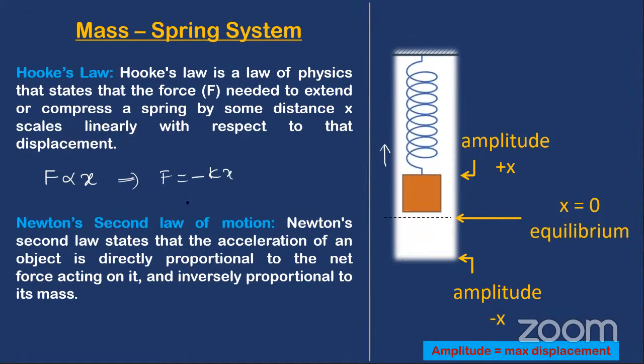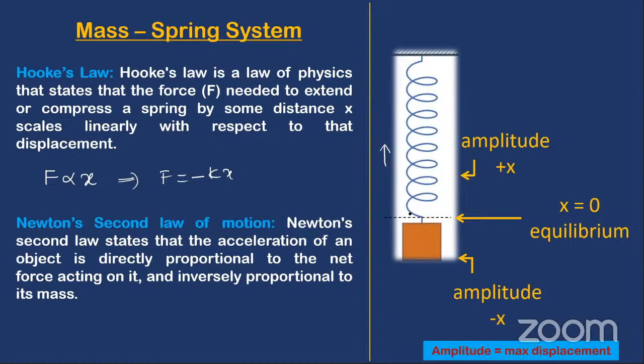Understand? I'm taking this negative proportionality constant here because these two act in opposite directions. When the motion is downwards, the force acting by the spring will be in the opposite direction. That's how I'm taking this as a negative proportionality constant here. And in fact, this K is what we call a spring constant.